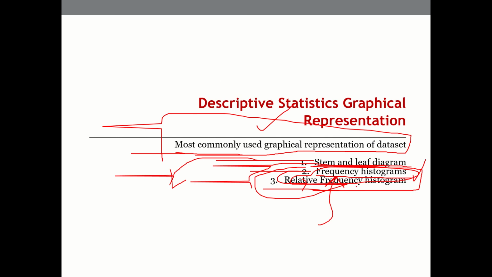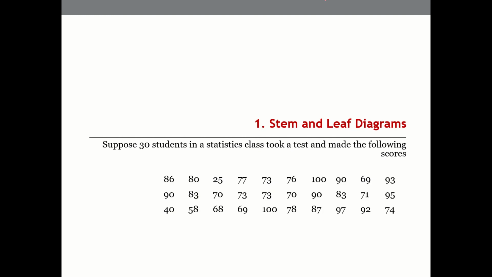So we are discussing a very small sample, and if the sample size is small, another way of representing the data set is a stem and leaf diagram. So what is a stem and leaf diagram?